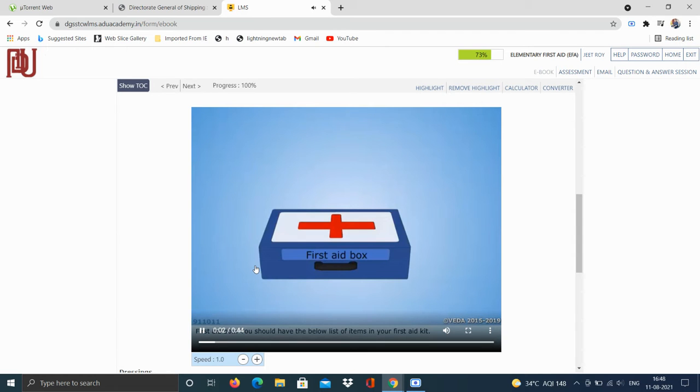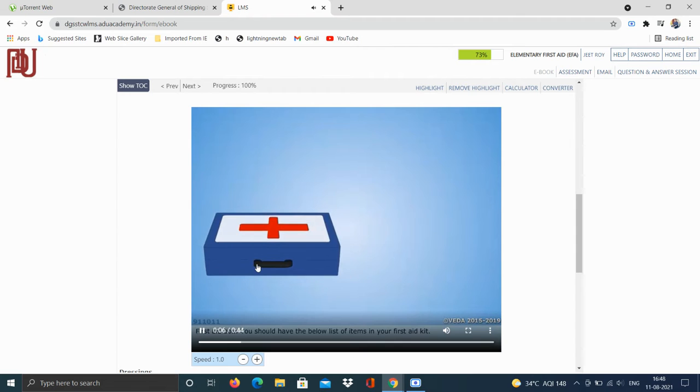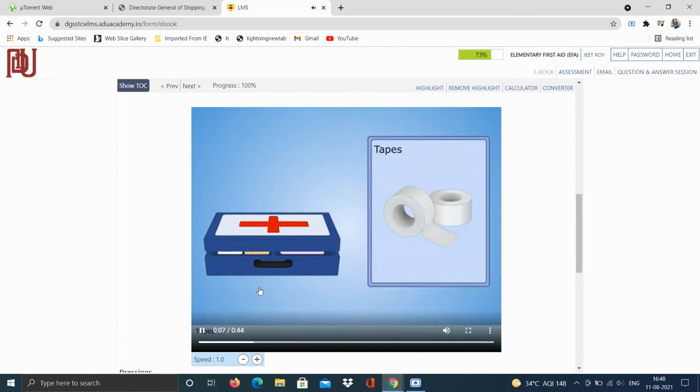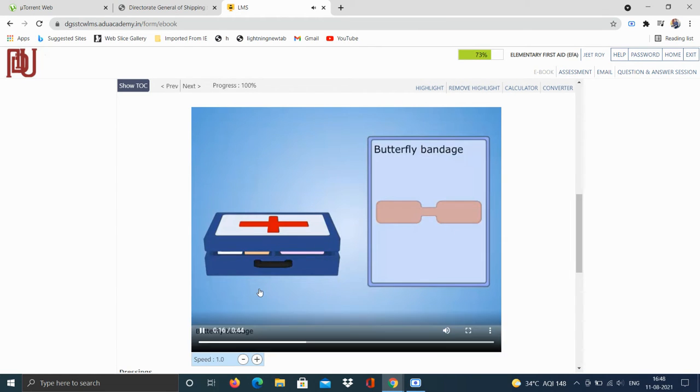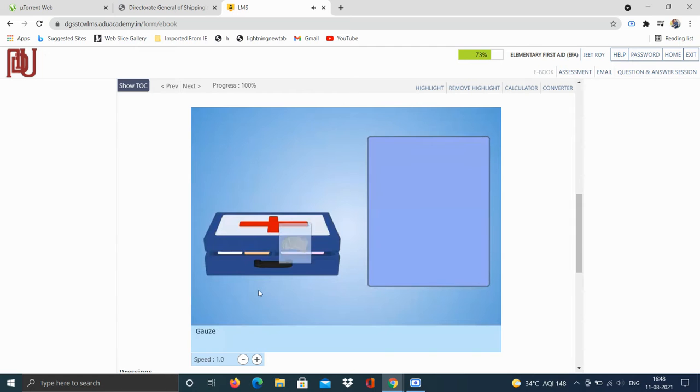First aid box. You should have the below list of items in your first aid kit. Tapes. Bandages. Butterfly bandage. Ointment. Scissor. Gauze.